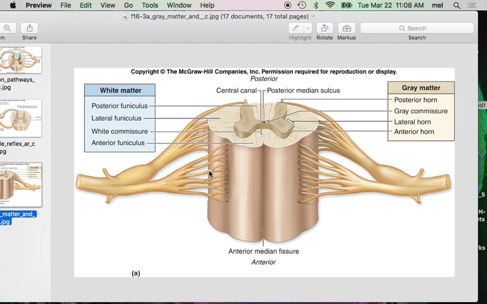And then as far as the gray matter goes, it's all anterior, posterior, and lateral as well. Oh, wait, one more thing about the white. This little area that is connecting the two halves is called the white commissure. Does that make sense? Because commissural tracts generally go side to side, the white commissure, okay? So one more time with the white matter: anterior white column, lateral white column, posterior white column, white commissure. Okay, go ahead.